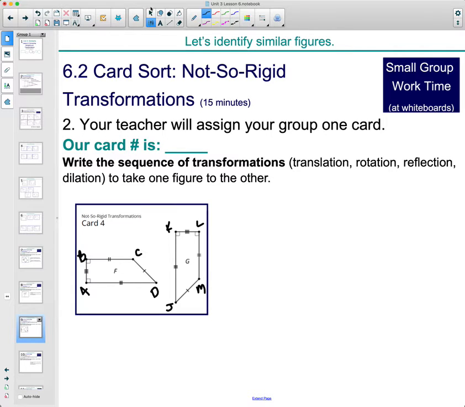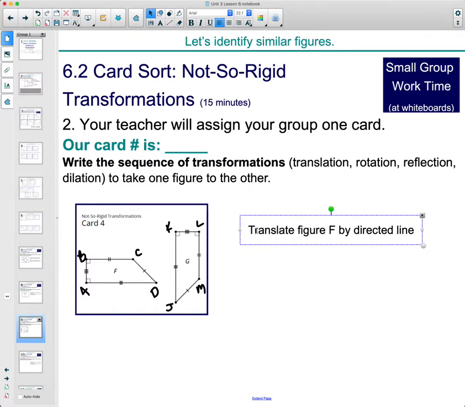Okay, so then when we go to write these motions, there isn't going to be a dilation in this because they're the same size. So we'll say translate, because you want to get a couple of points together. So translate figure F by directed line segment D. So what point goes with D? That's DJ. So we'll move it on segment DJ. So translate figure F by directed line segment DJ. That will push it down so that D is on top of J.